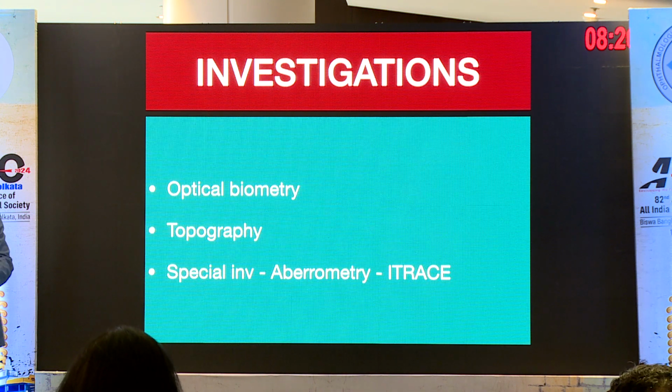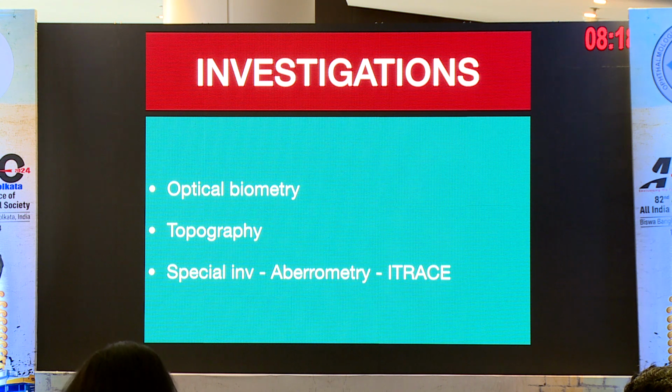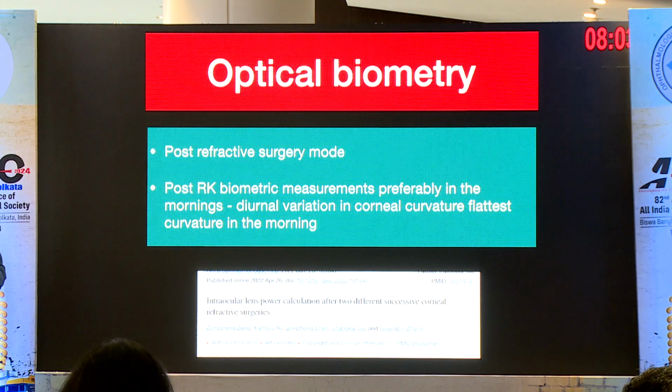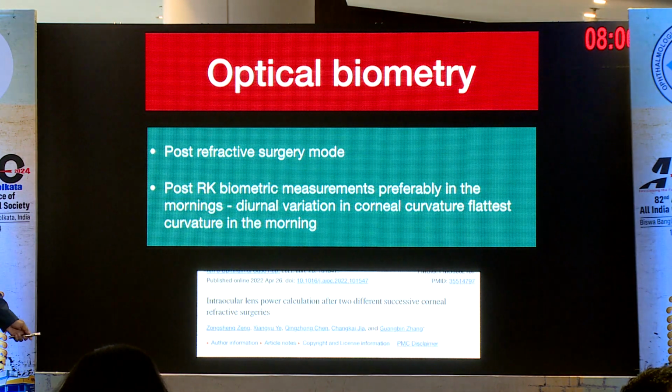Investigations would basically mean the patient should undergo an optical biometry. That's preferred because all these formulas have been standardized for optical biometry. Topography is a must for any patient who has undergone a refractive surgery, and sometimes you would need special investigations like aberrometry, and we'll see why. Most of the current generation optical biometers have a post-refractive surgery mode, so make sure that is activated before doing the measurements.